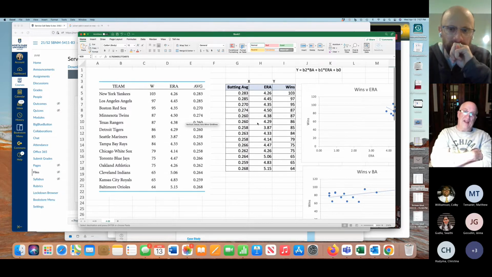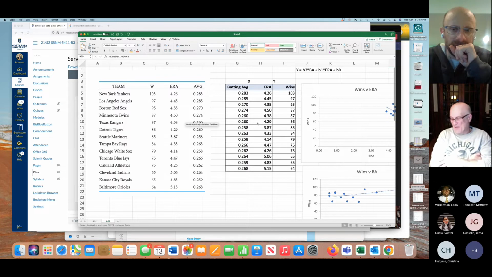Would I consider adding payroll to this mix? It would be interesting to see if pitching payroll impacted ERA, or non-pitching payroll had a relationship to batting average. There's a curiosity there in my mind, but that's it. All right.